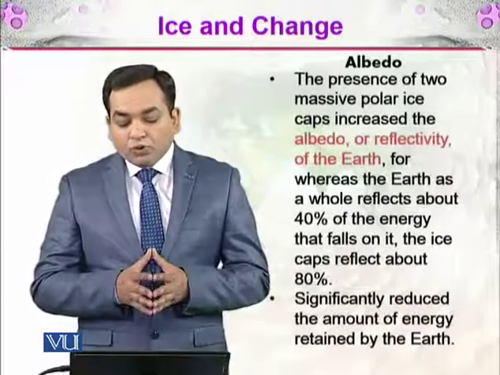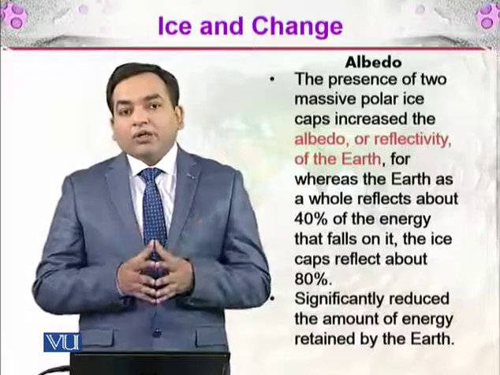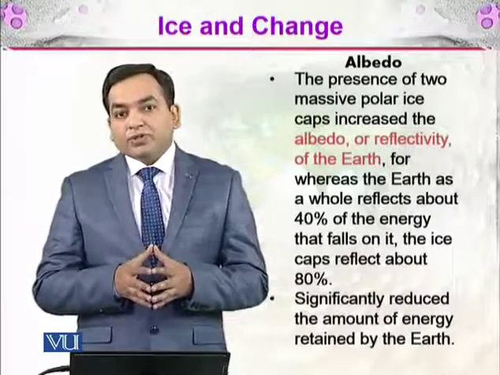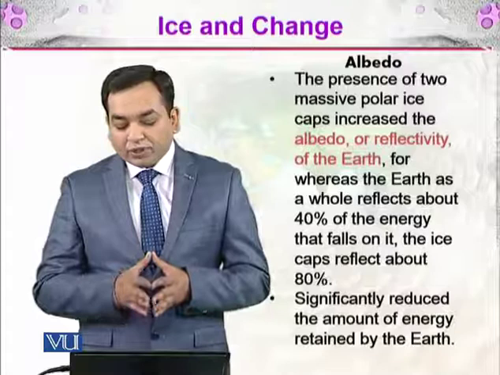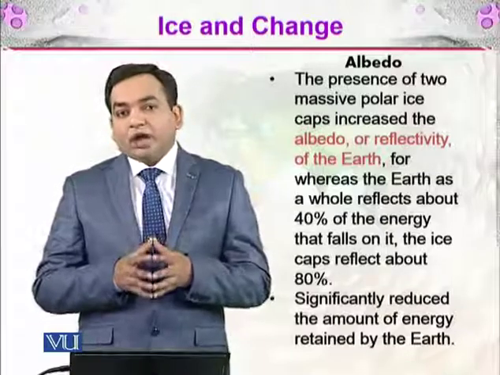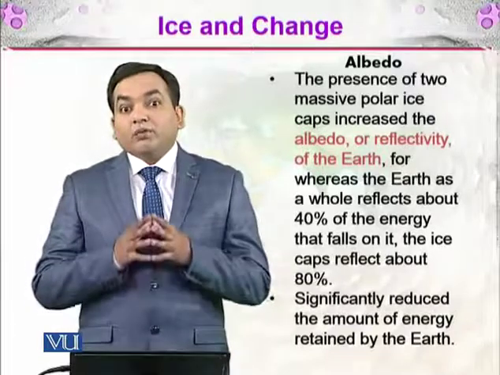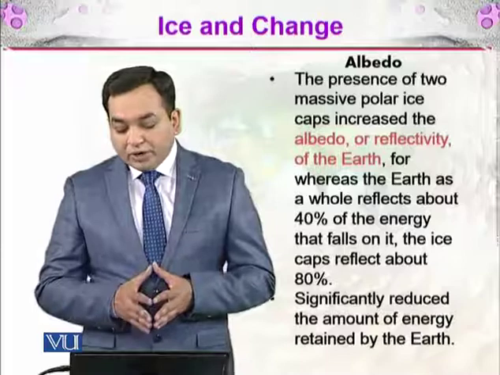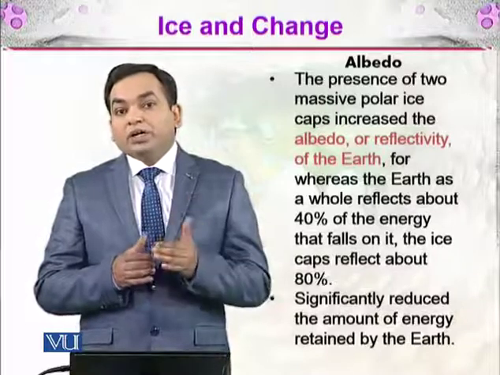The presence of two massive polar ice caps increased the albedo, or reflectivity, of the earth. Albedo means that whatever sun rays come to the earth, the shiny surface of the ice reflects them back. Whereas the earth as a whole reflects about 40% of the energy that falls on it, the ice caps reflect about 80%. So this significantly reduced the amount of energy retained by the earth. And what would be the effect? The effect would be a global decrease in temperature.